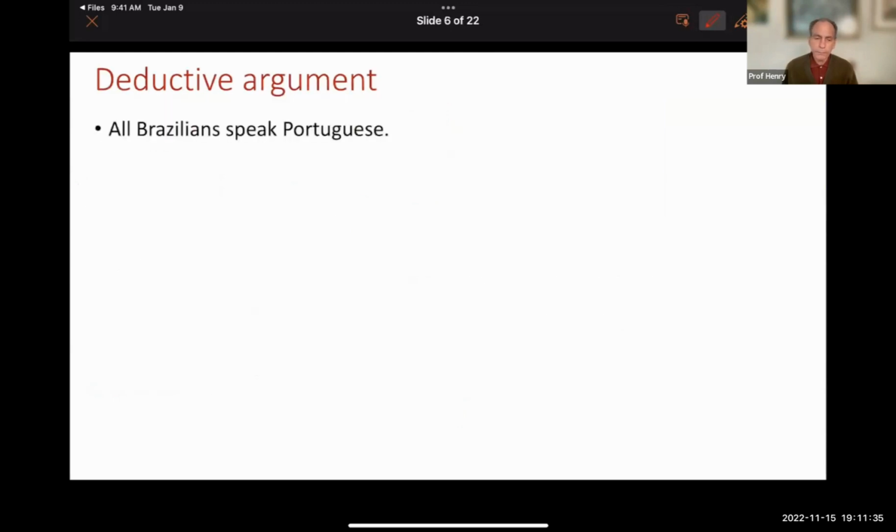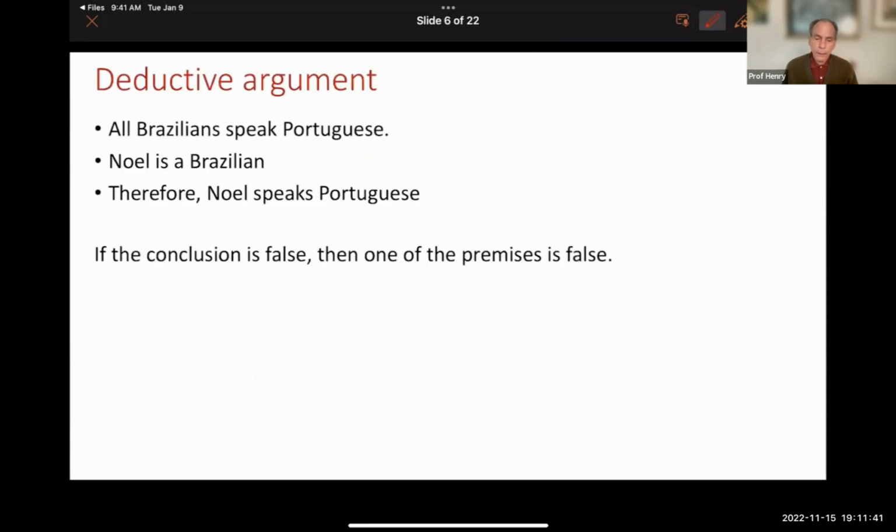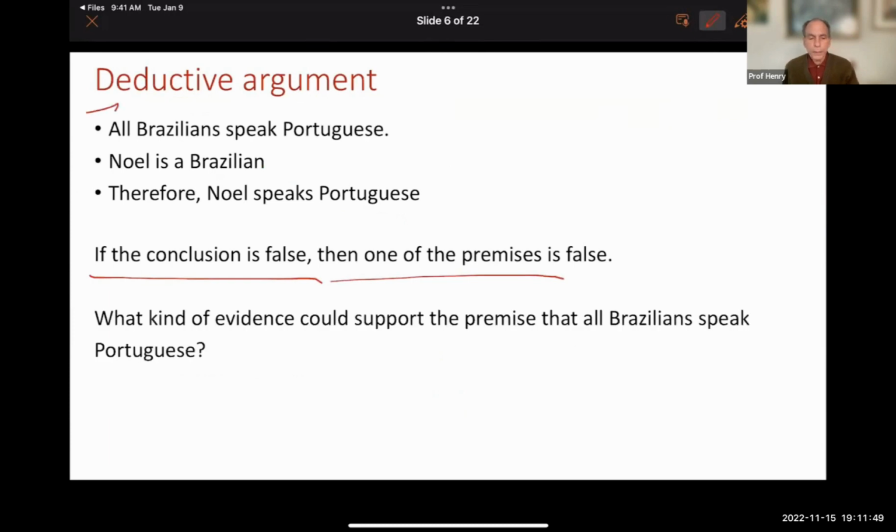So, for example, if you think, again, if the conclusion is false, then one of the premises must be false. So now I look at this argument and I say, well, I don't know about Noel speaking Portuguese. Noel is Brazilian, all right? I know that for a fact, right? I look at the marriage records or whatever, if that's truthful. We will assume it is.